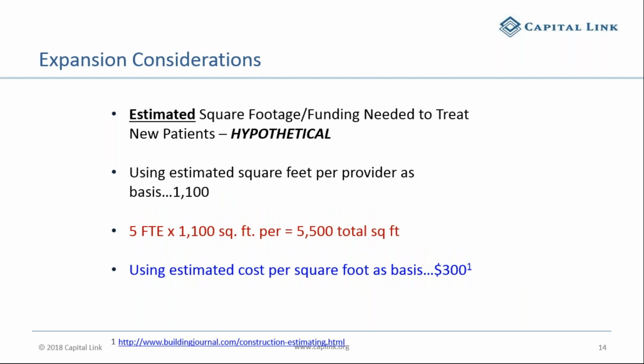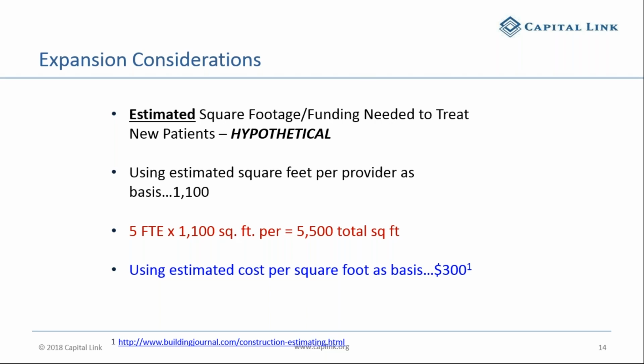With those 5 FTEs and some more estimating, this gets you closer as you get real numbers from contractors and by looking at what works internally. So again, we're taking a hypothetical situation, some estimated numbers. You take your square foot per provider as a basis. We're going to use 1,100, and you're going to multiply that by the 5 FTEs, and that gives you the total square feet you need to have those providers provide those services.